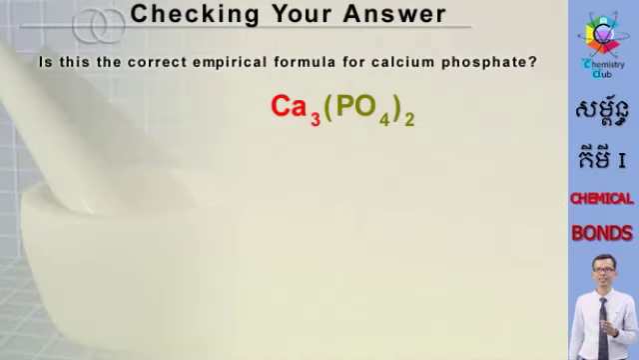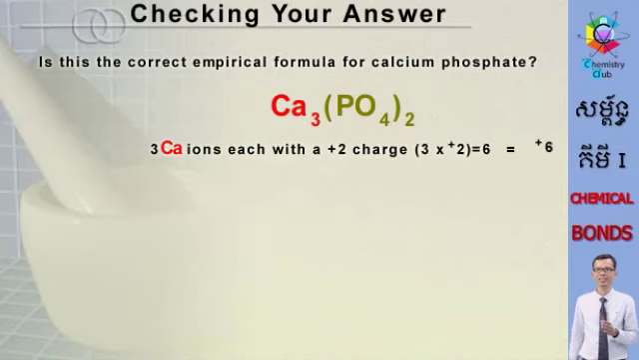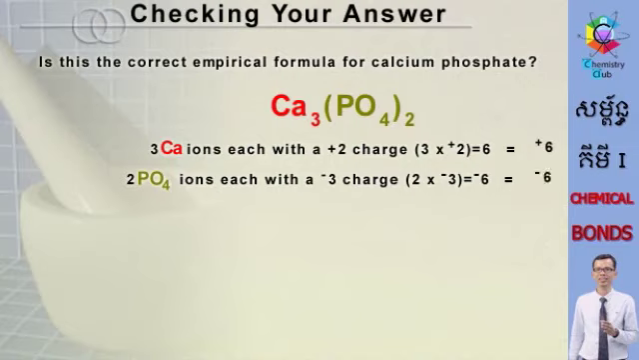Once again, to double-check that Ca3(PO4)2 is the correct empirical formula, check for a neutral charge. 3 calcium ions, each with a charge of 2+, are present. This brings the total charge for all calcium ions to 6+. 2 phosphate ions, each with a charge of 3-, are also present, bringing the total charge for phosphate ions to 6-. Since 6+ and 6- cancel, you can be confident that the formula is correct.